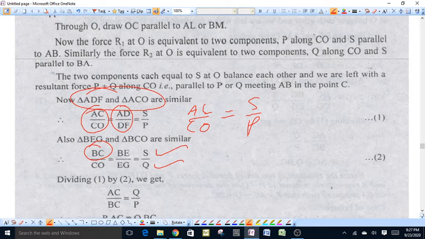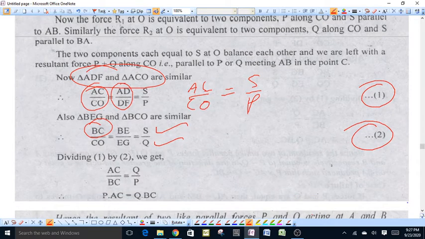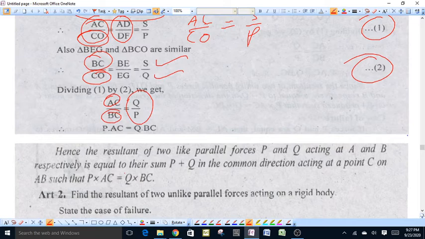Suppose this is equation 1 and this is equation 2. Dividing equation 1 by 2, CO will be cancelled out from both the equations, and we get AC upon BC is equal to Q upon P. By cross multiplication, P into AC will be equal to Q into BC.